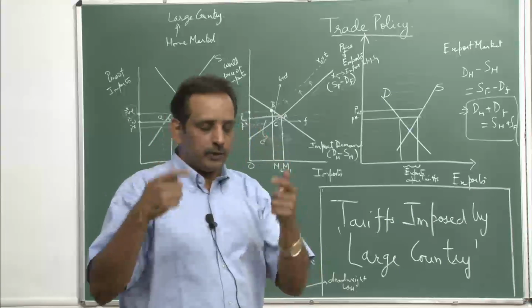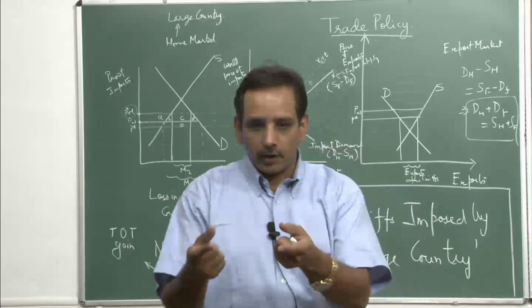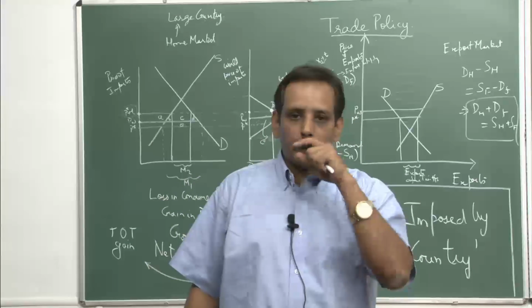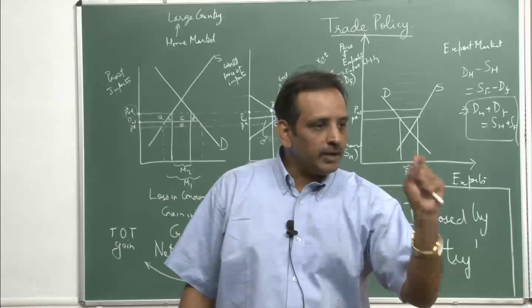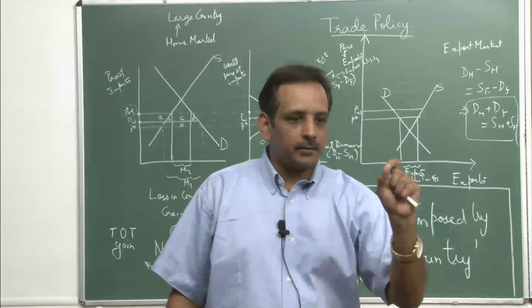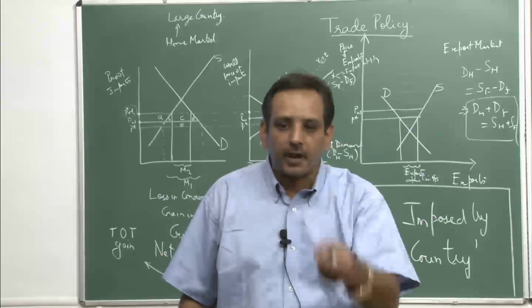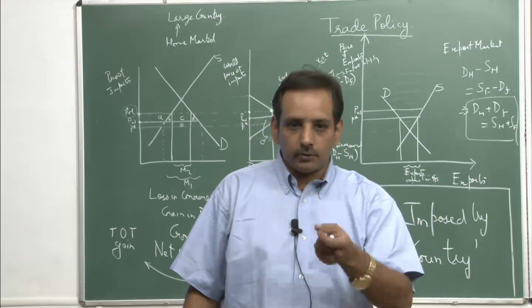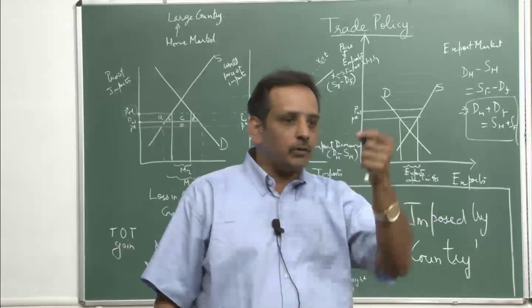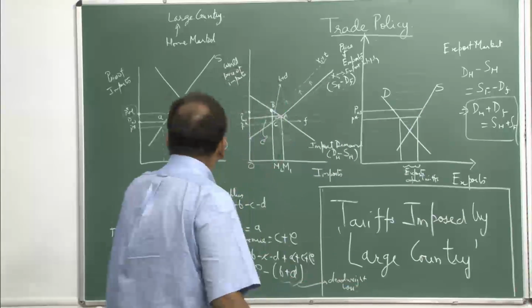Now, think of this in this fashion. I am the exporter, you are an importer, you impose tariffs. The only way that I can enter your country is that if I reduce my prices, okay, then only. So, if the price of exports go down, the price of imports go down. So, that is what has happened here.